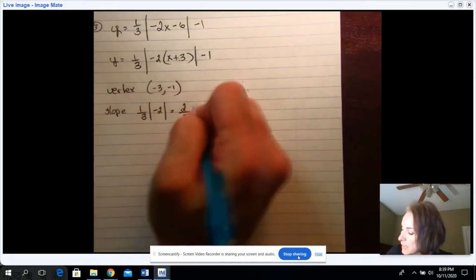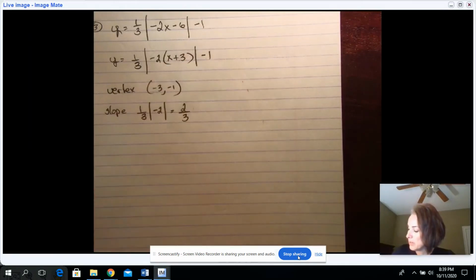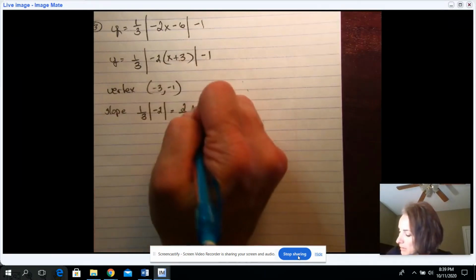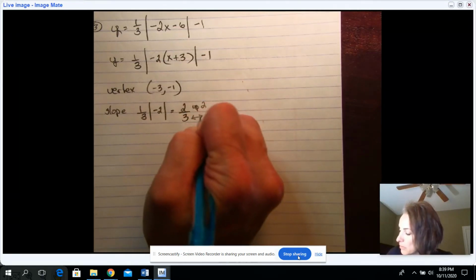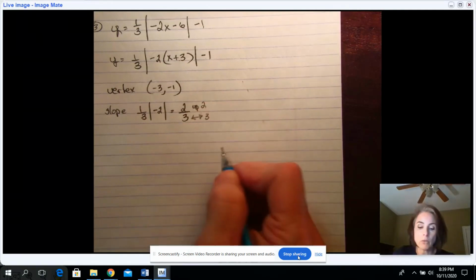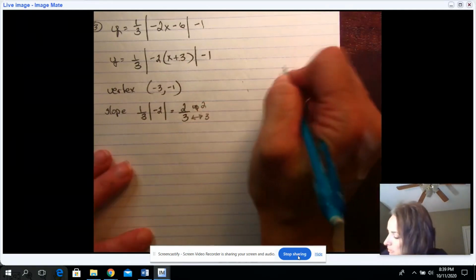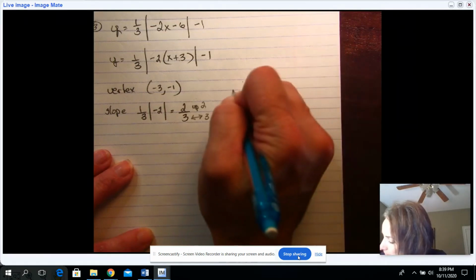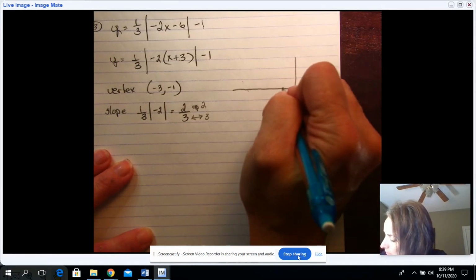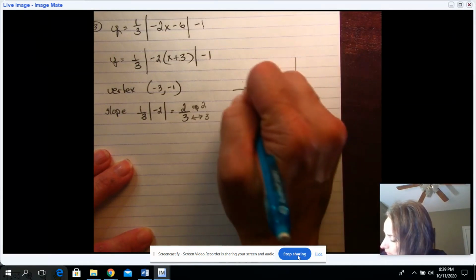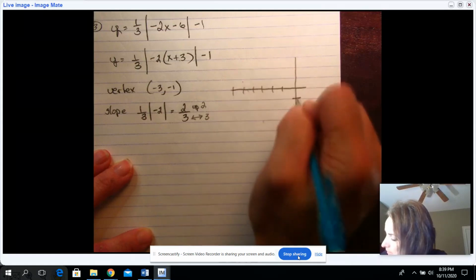Okay, so now this is telling me to go up 2 and then left and right 3. So go up 2 and you're going to go left and right 3. You have to do both, left and right 3. So we're going to go over to -3, 1, 2, 3, 4, 5, 6.